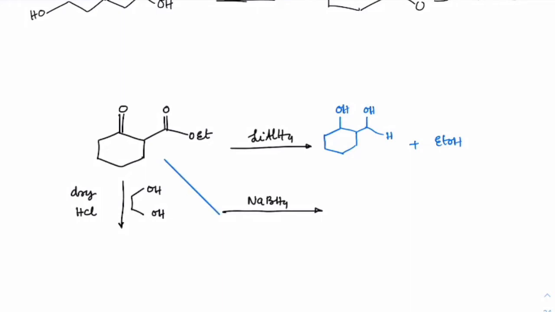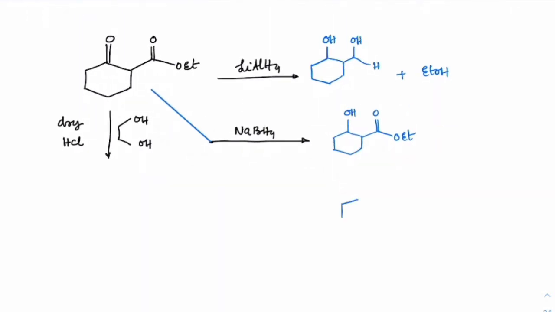Or if you directly react with NaBH4, what can we get? We will get OH here, and we know that NaBH4 does not react with esters, so the ester part would remain. This is the product we will get. What if I want this to remain intact, and only the ester to be reduced?